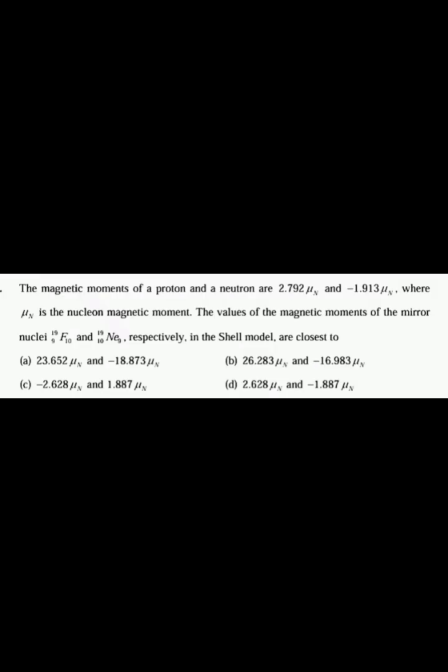The next question is, the magnetic moments of the proton and neutron are 2.792 mu n and minus 1.913 mu n, where mu n is the nuclear magnetic moment. The values of the magnetic moments of the mirror nuclei 9F19 and 10Ne19 respectively in the shell model are closest to dash.